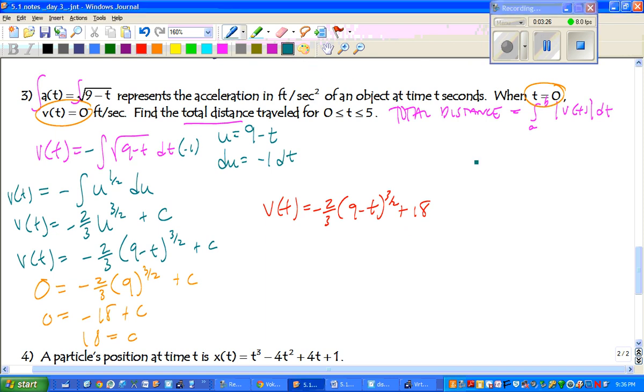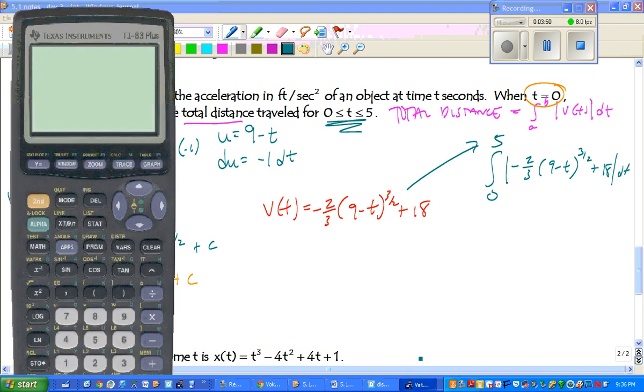Now that we have the velocity, finding the total distance is not too tough. We just have to plug it in. So we have the definite integral from 0 to 5, remember they gave us that, of the absolute value of negative 2/3 times 9 minus t to the 3/2 plus 18 dt.